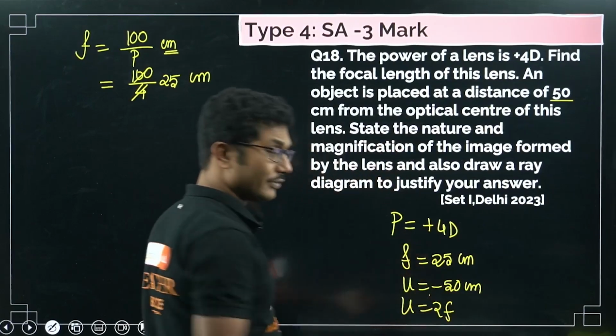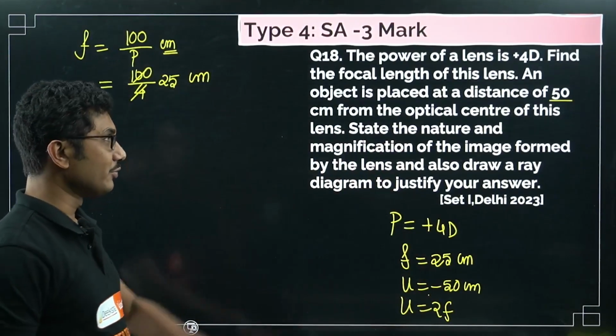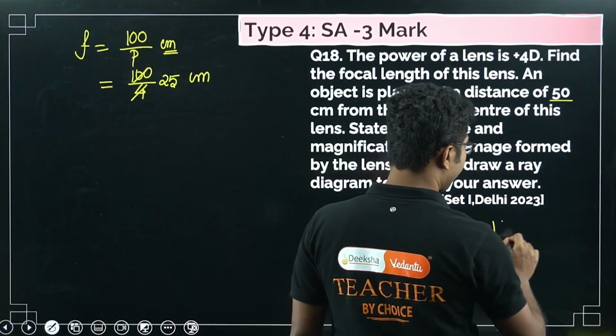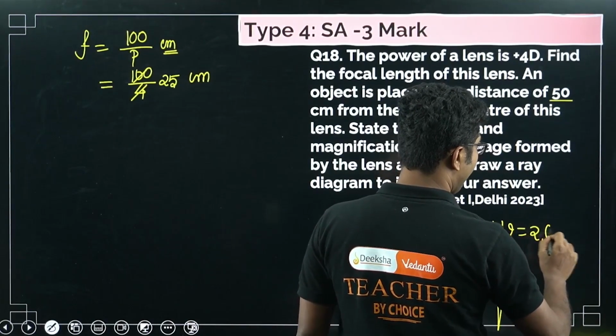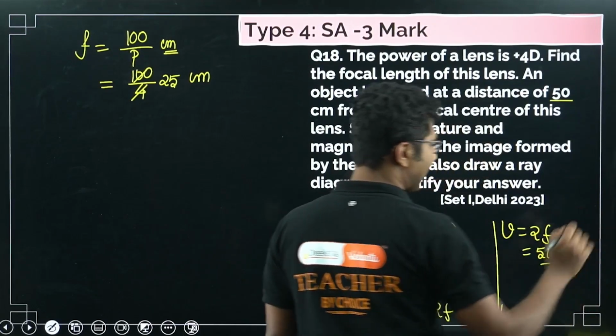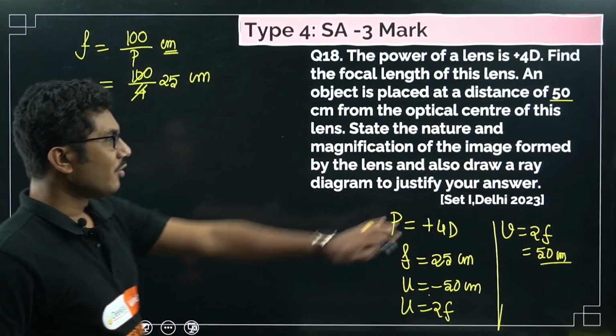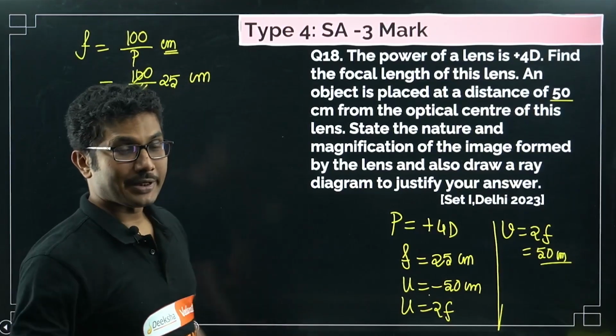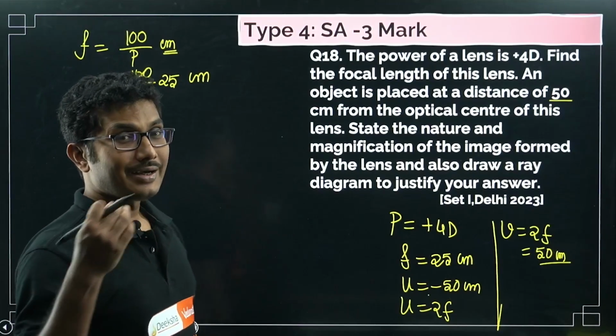Without the symbol, if you ignore the sign, then u is equal to 2f. So first of all, v will also be 2f, that is 50 centimeter. Without any single calculation, without using any single formula, we have determined that the image will be located at 50 centimeter on the other side of the lens, that is a real image.